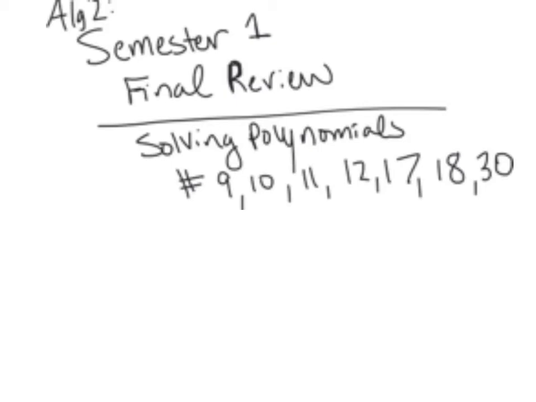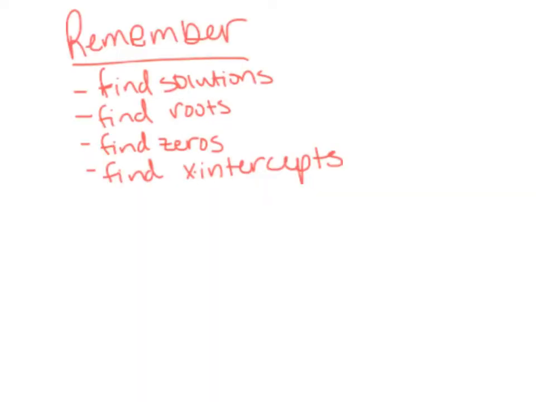Okay, this is our Algebra 2 Semester 1 final review, solving polynomials, which includes problems 9, 10, 11, 12, 17, 18, and 30. As a reminder, when you are given the directions find solutions, find the roots, find the zeros, find the x-intercepts, this includes saying real or imaginary slash complex.